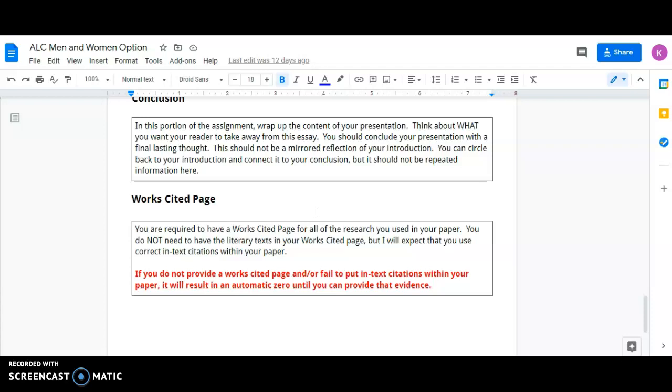If you do not provide a works cited page, or if you do not provide those in-text citations, you're going to get a 0 until you can provide that evidence. So I need to see you giving credit to those sources, okay?